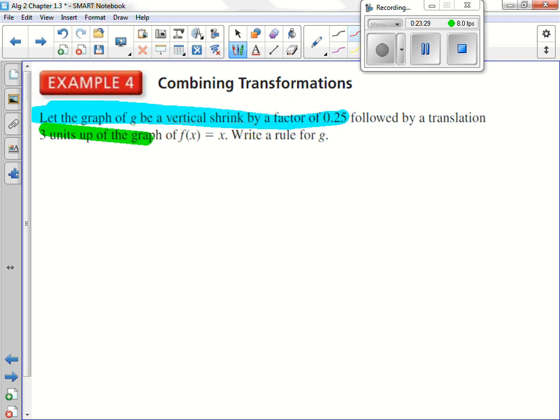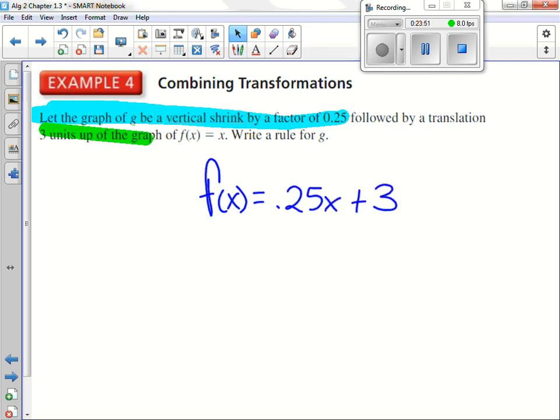So hopefully at this point you paused it, and you didn't just let it play, but you paused it and worked this out. If you worked this out and did the vertical shrink of 0.25 followed by a translation of 3 units up, you will get that the new function f of x is equal to 0.25 times the absolute value of x plus 3. And if not, we're going to work this through on Monday and see how this works.